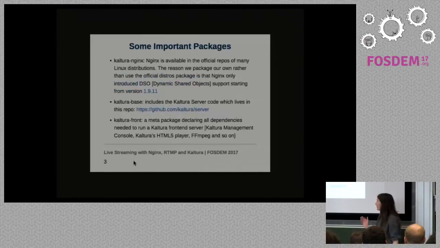So let's review some of the important packages that we have for this solution. As I said, we produce both debs and RPMs. The Kaltura Nginx is mostly a vanilla Nginx that's compiled with a few extra modules that we require. One of them is, of course, and the main component in our presentation, the RTMP module. That's also entirely open sourced, as I've said, licensed under BSD.